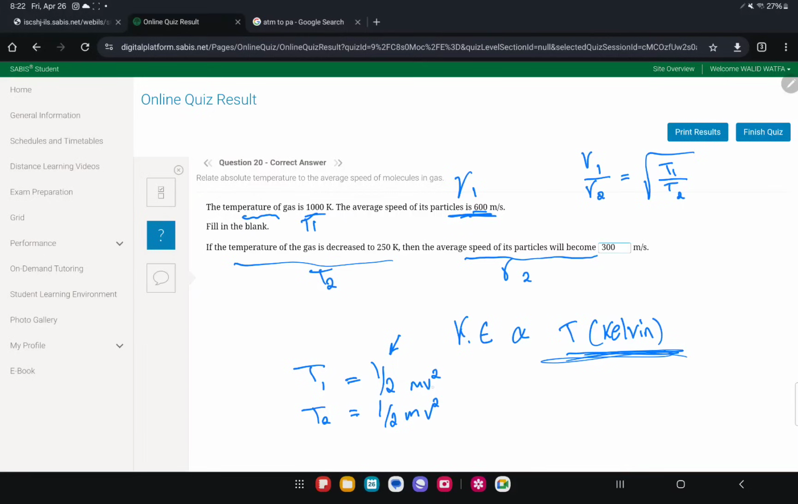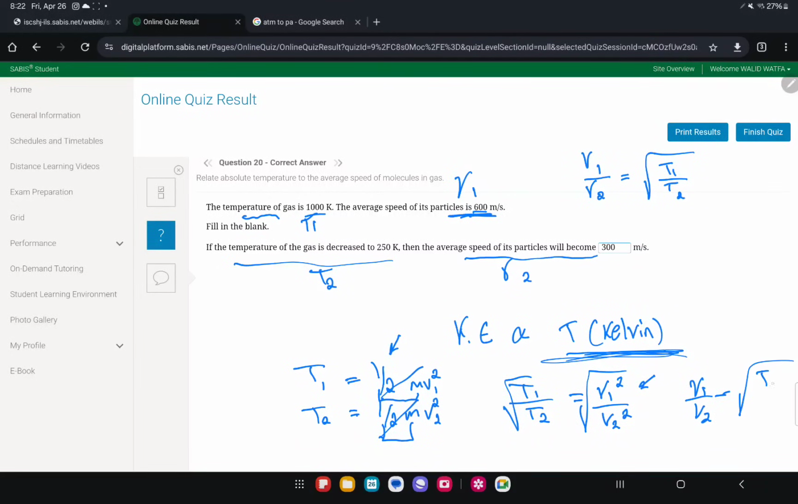Let's call this V1 and V2. Obviously it's the same mass, m. So we can cancel the half m and half m, and you get T1 over T2 equals V1 squared over V2 squared. To get rid of the square, put a radical on both sides, and you get V1 over V2 equals radical T1 over T2. This is how you derive the formula, for those interested, just to help you better understand it.